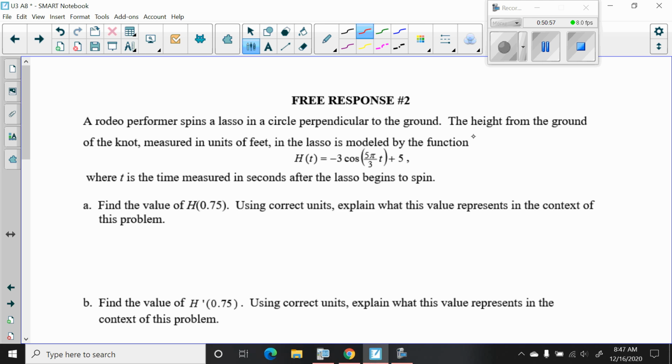The height, this would be the height of the lasso 0.75 seconds after it began to spin. So this would be measured in feet. All right. That's all it is. This would be correct units. So correct units would be feet, the height.